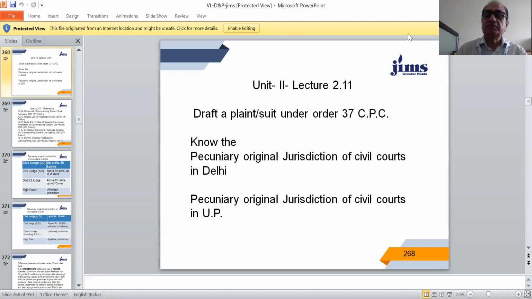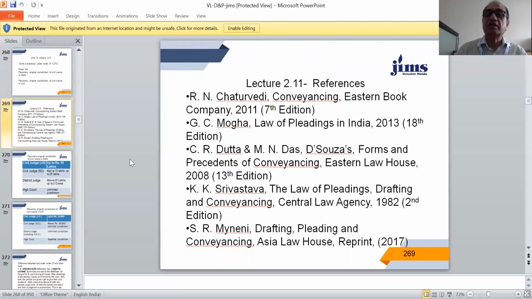Before you dwell upon the actual exercise of drafting this plaint, you should know the pecuniary original jurisdiction of civil courts in the state where you are practicing, maybe Delhi or UP, because different states have different pecuniary original jurisdiction of civil courts. So you should know the hierarchy of courts and their pecuniary original jurisdiction.